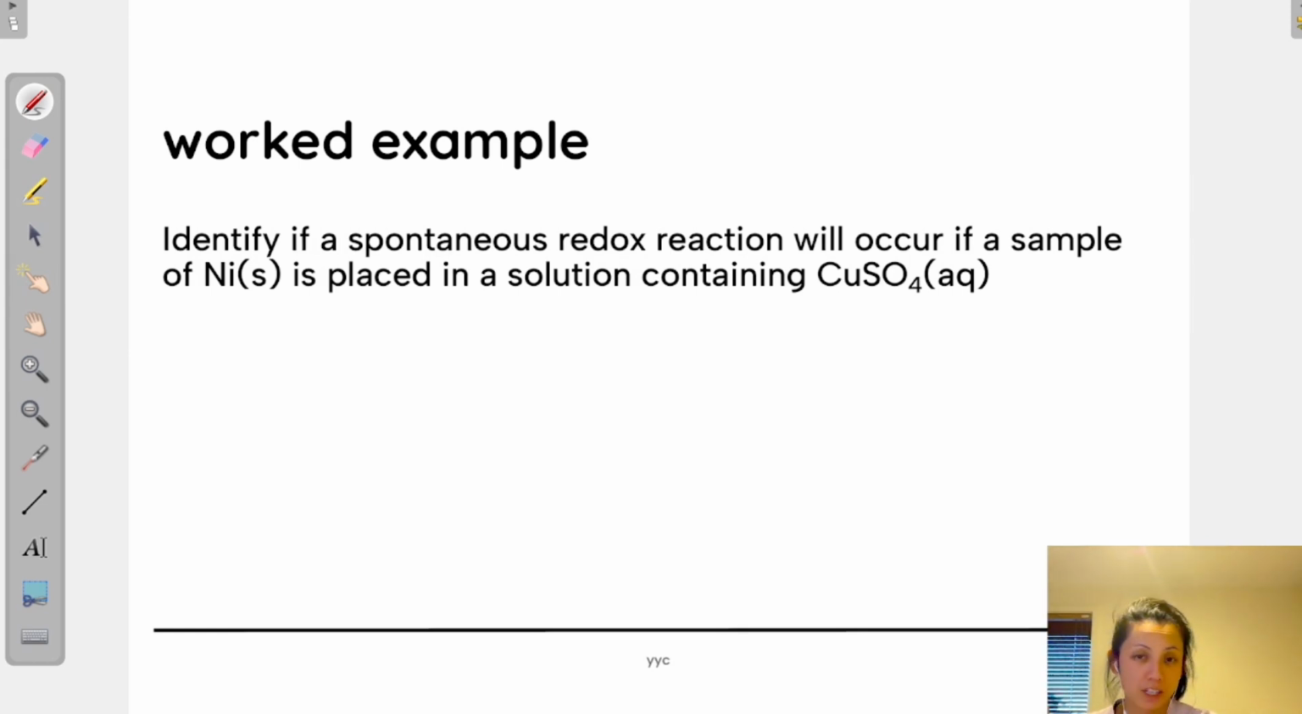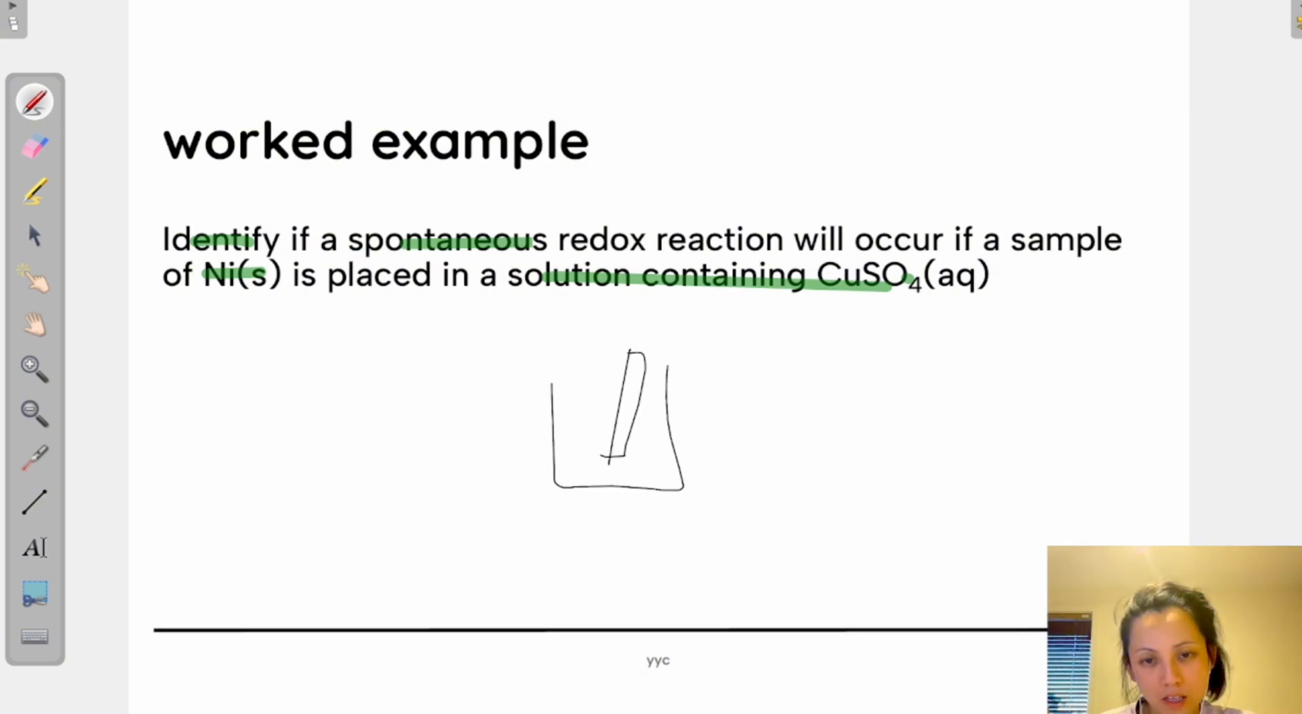So let's do an example where we use the electrochemical series to try and figure out whether or not a reaction is going to be spontaneous. Now, the question is asking us to identify if a spontaneous reaction will occur if you put nickel solid into a solution containing copper sulfate. So what that looks like is, let's say you've got a piece of nickel in there, and in there you've got copper sulfate solution. And this here is nickel.